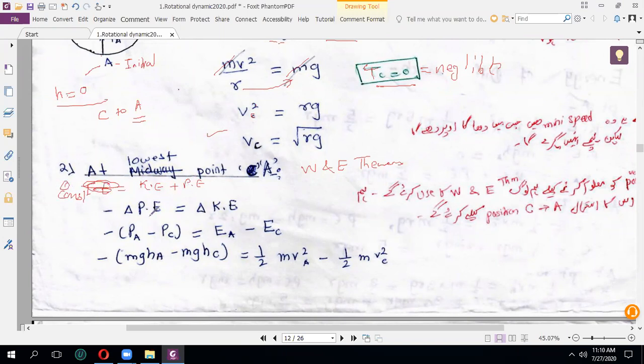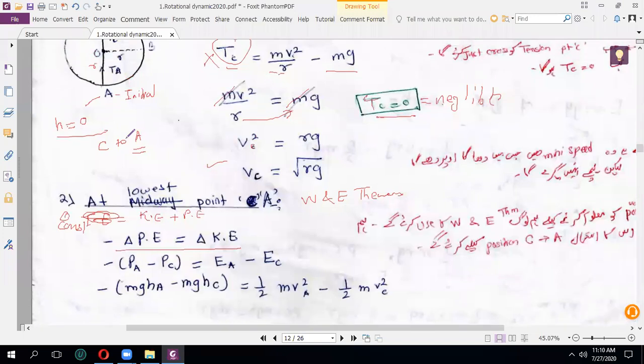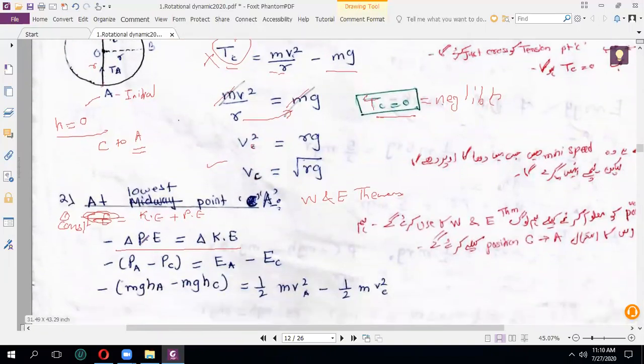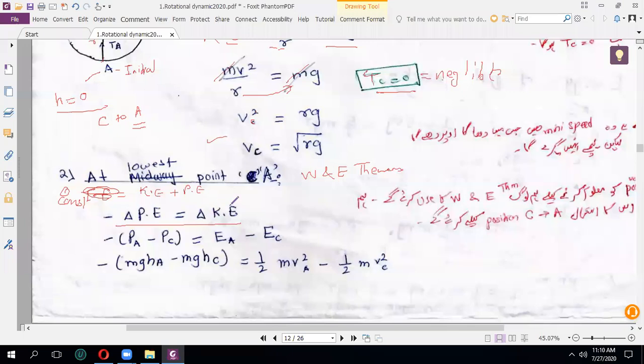So what are we getting? Minus potential energy is equal to plus kinetic energy. How are we getting this formula? I hope you understood. This is called the work energy formula. Now I am representing the delta sign because my object starts at point C and then reaches point A. That is why we are representing change in potential energy equal to change in kinetic energy. So we are representing change in potential energy by PA minus PC. Now PA has a positive sign, and PC I am representing with a negative sign.